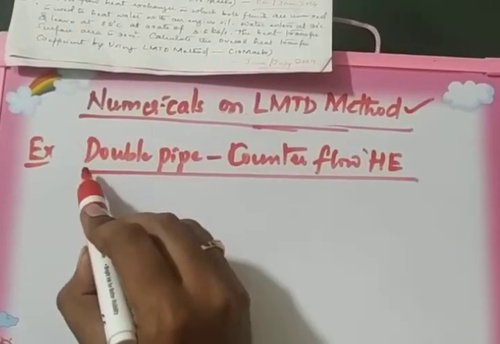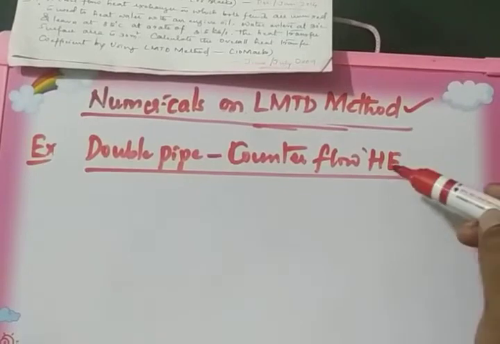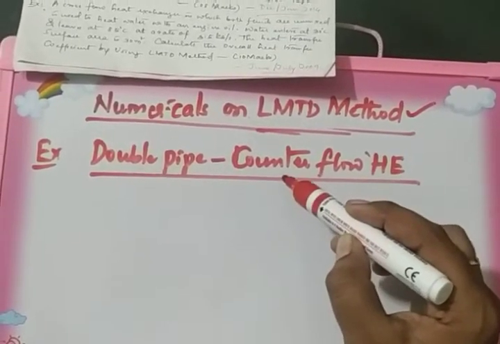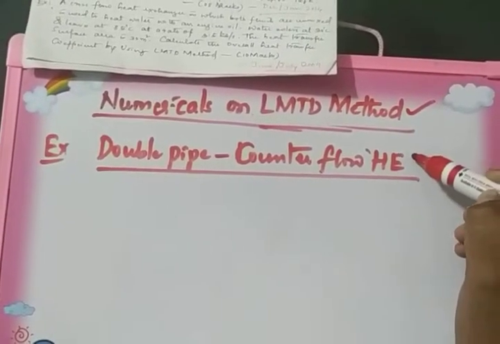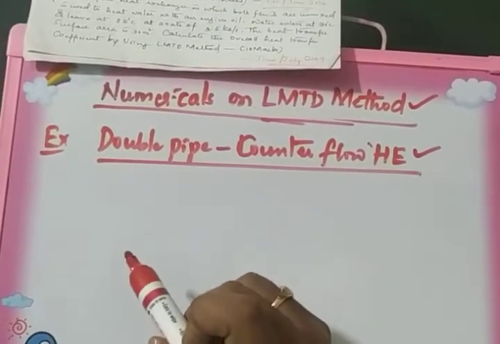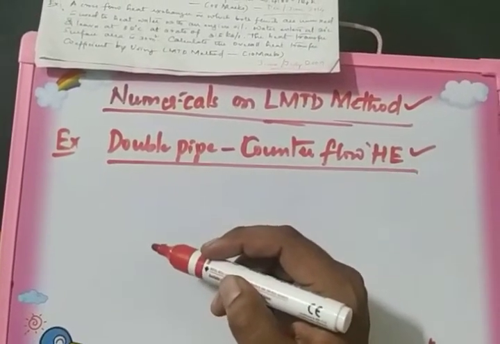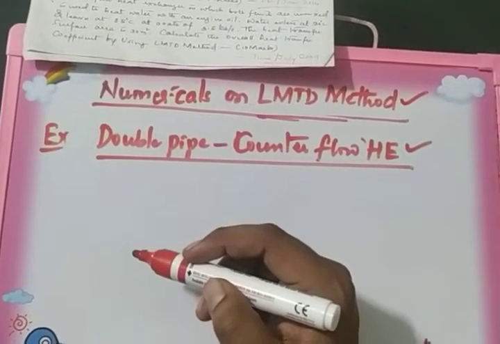So there are two pipes, one inside the other, and the flow inside this kind of heat exchanger for the two fluids is in the opposite direction. Hence, it is a counterflow heat exchanger. Okay, so there is a double pipe heat exchanger, where he has given us some information related to the two fluids.